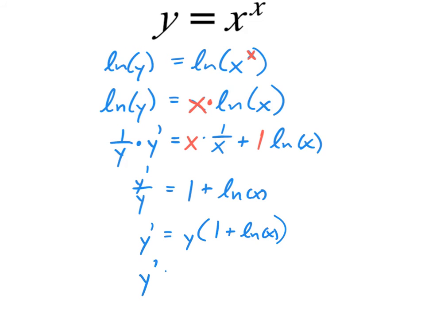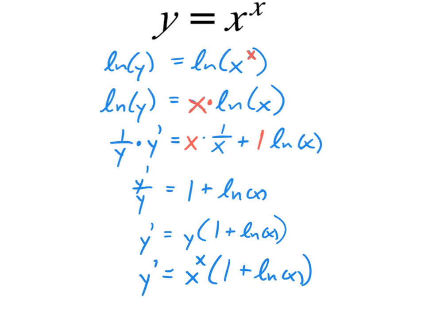So we're going to go y prime equals x to the power of x times 1 plus the natural log of x. And if you want to distribute the x to the x in, you can, but you really don't need to. So this is typically how we might leave our answer in this kind of a format. So this one is now complete. That is the correct answer here. Notice how we did this, though.